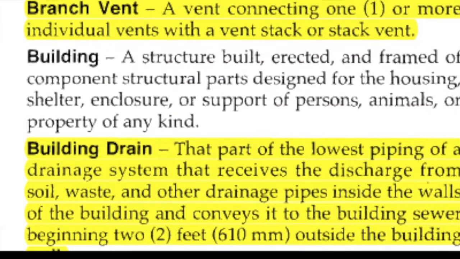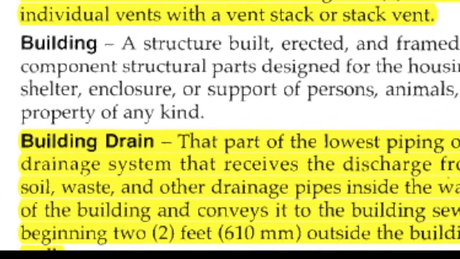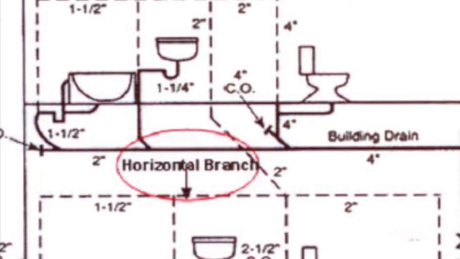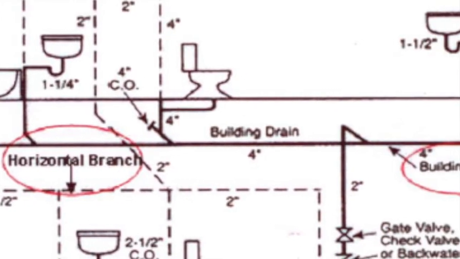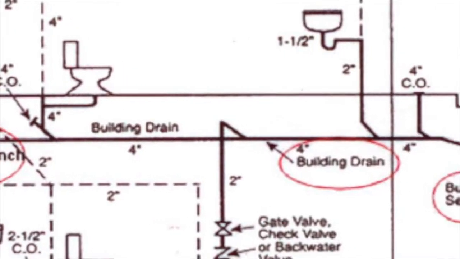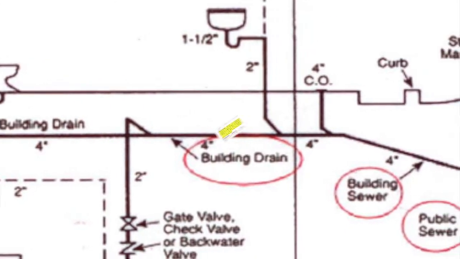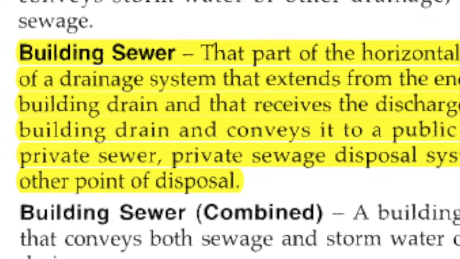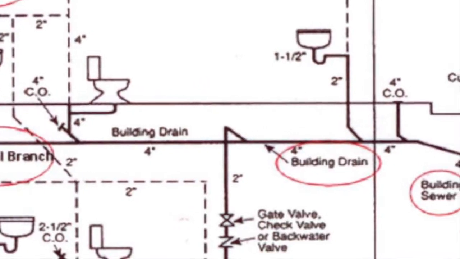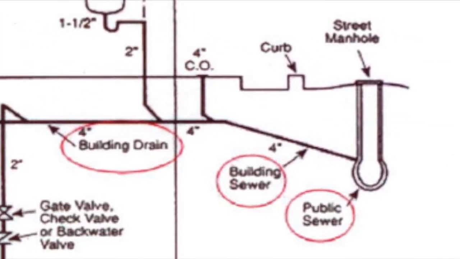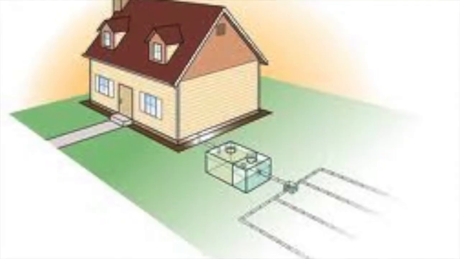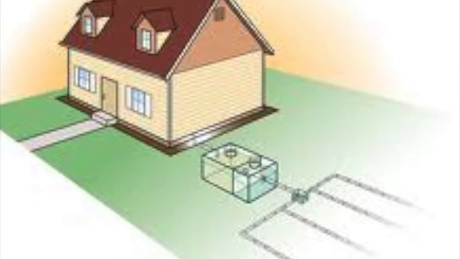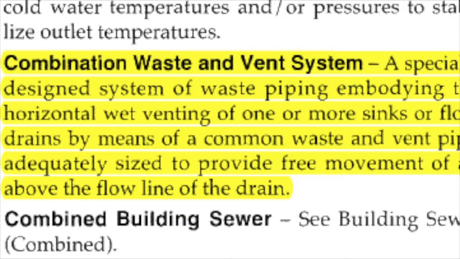Building drain. That part of the lowest piping of a drainage system that receives the discharge from soil, waste, and other drainage pipes inside the walls of the building and conveys it to the building sewer beginning 2 feet outside the building wall. Building sewer. That part of the horizontal piping of a drainage system that extends from the end of the building drain and that receives the discharge of the building drain and conveys it to a public sewer, private sewage disposal system, or other point of disposal.